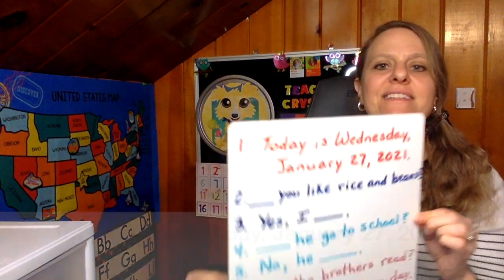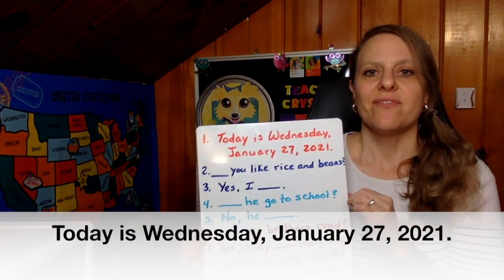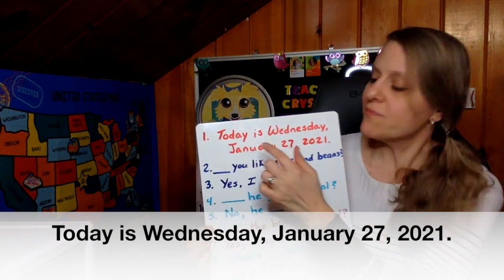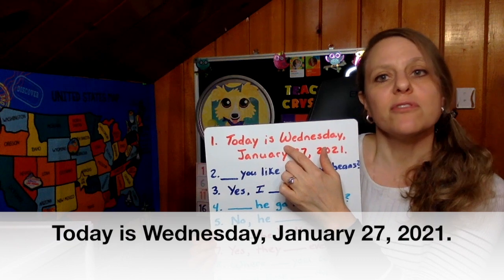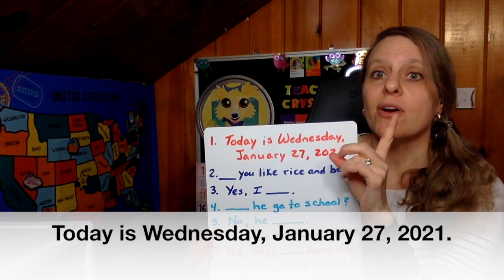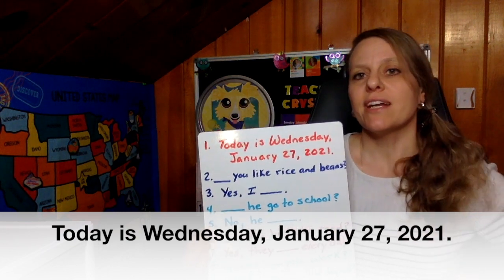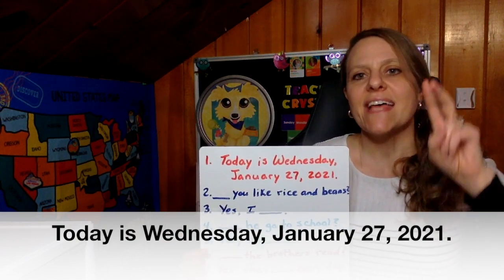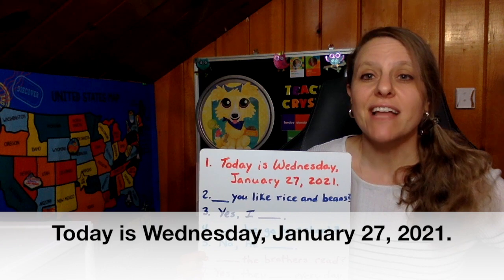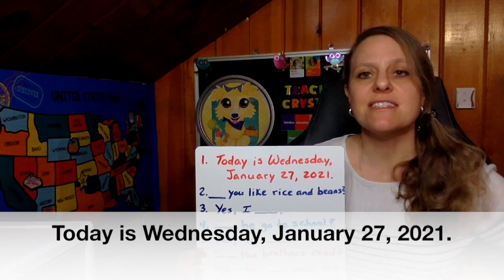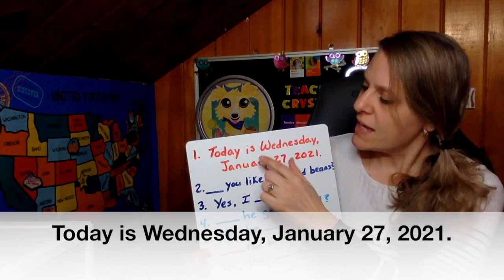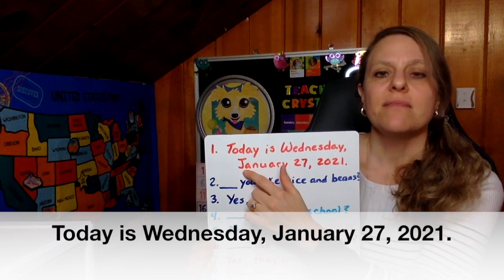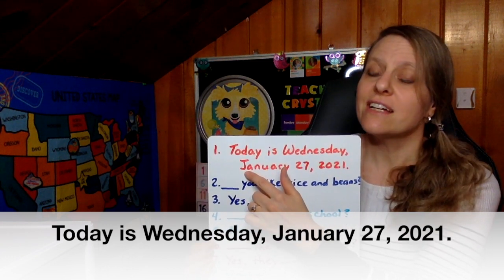We write it with a capital letter at the beginning. So we have a capital T. We also have a capital W for Wednesday. And remember, the shortcut to remembering how to spell Wednesday is by saying Wed-nes-day. If you sound it out like that, it's easier to remember how to spell. January begins with a capital J.